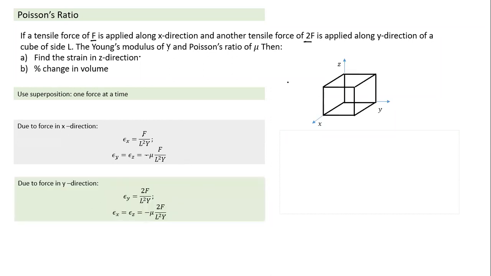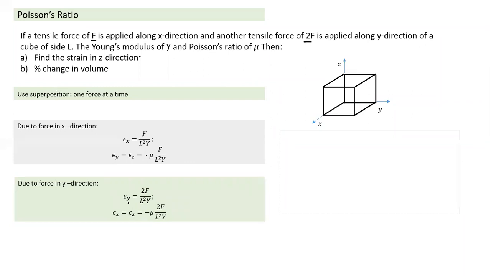Similar way, I can calculate when force is now acting along Y direction. And if it is tensile, it will be positive. When it is acting in the Y direction, it becomes 2F. The force is 2F. Cross section L square by Y. And again, I can calculate strain in two mutually perpendicular directions, epsilon X and epsilon Z.